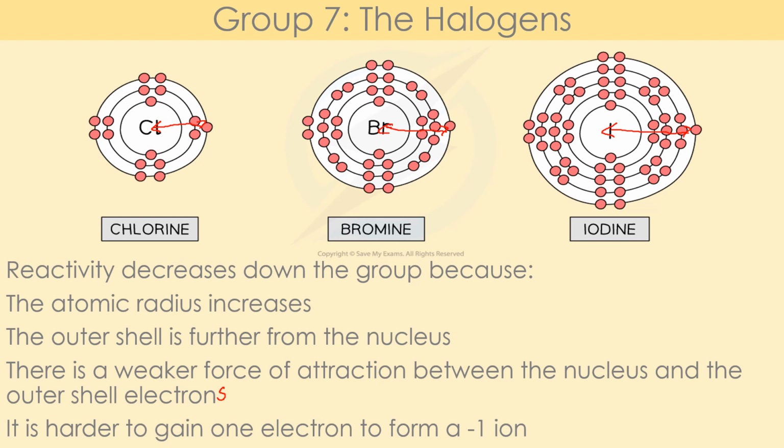So that is how they react. They need to gain an electron. It's harder the bigger it is. It's easier to lose for group 1, harder to gain for group 7.